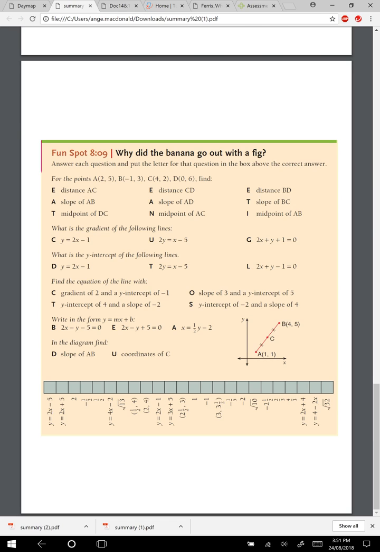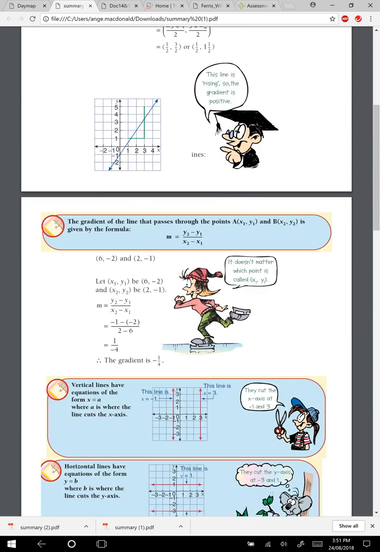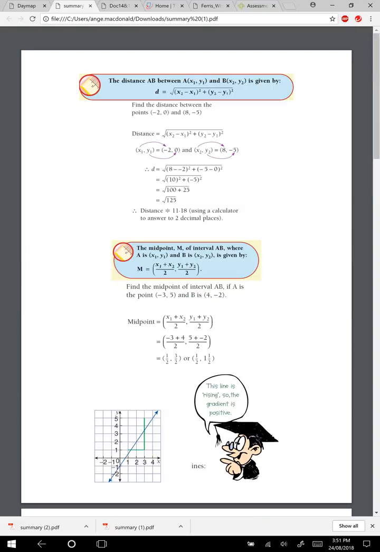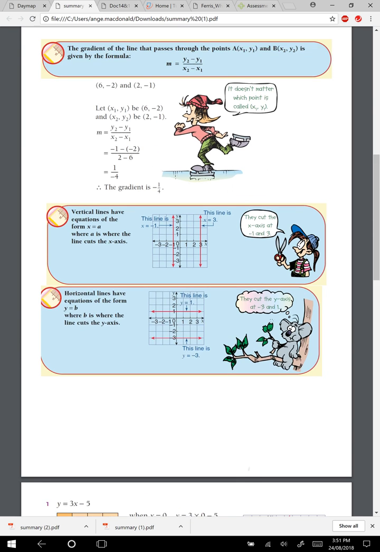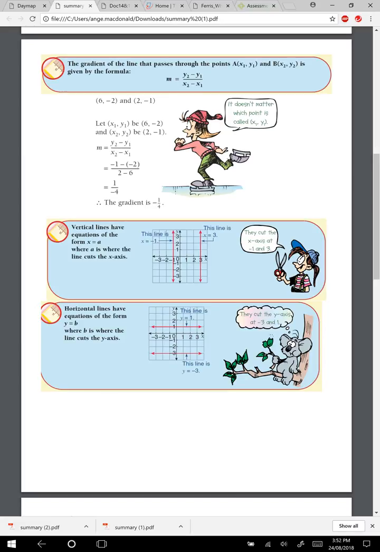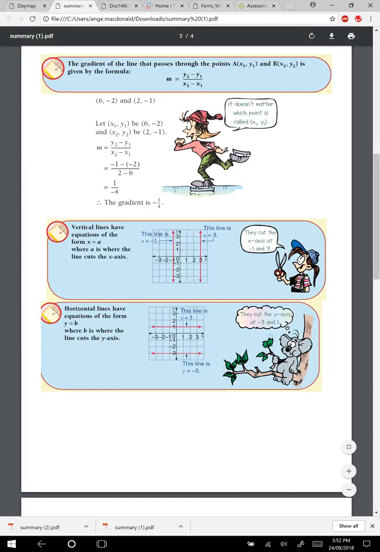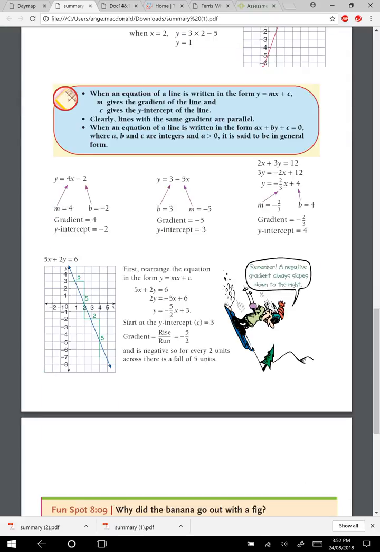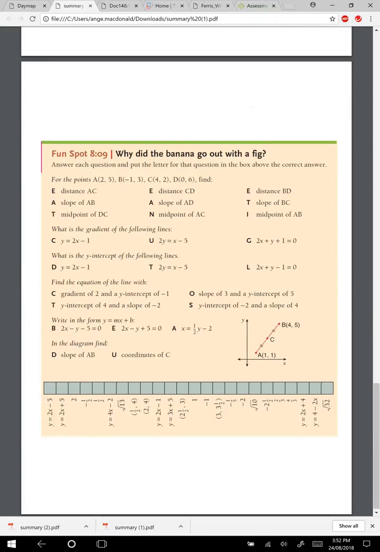and the midpoint. Now, you should be able to go back and look in your workbook to see examples of that, but if you don't, they're up here in the summary. So here's the distance formula, there's an example of that, here's the midpoint formula, example of that, and there we go with the slope/gradient. So if you need to, go back and have a look at that to help you.